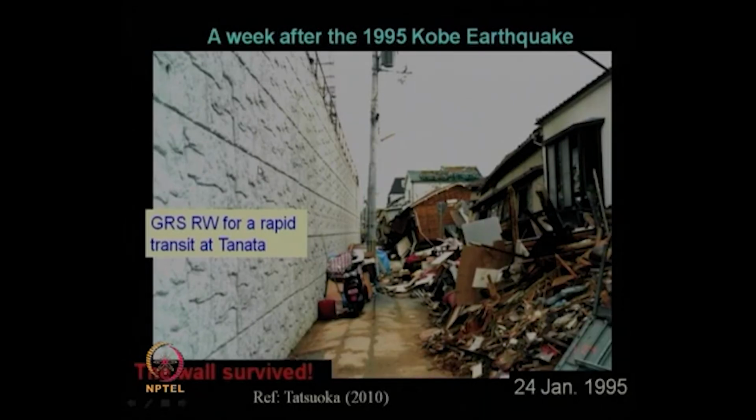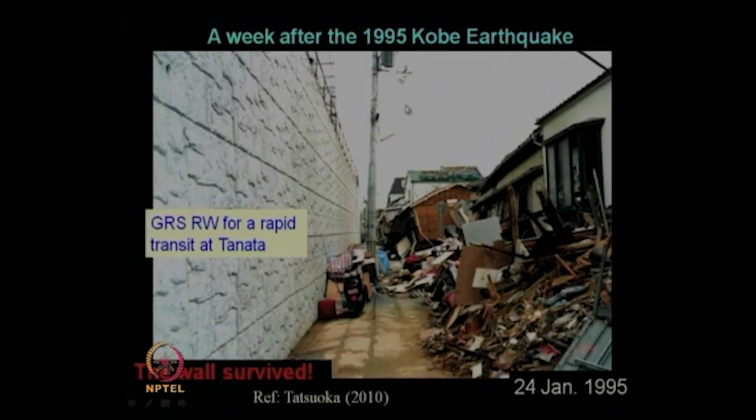performs during an earthquake. This is a case study as reported by Professor Tatsuoka in 2010 in his paper. Remember the Kobe earthquake in 1995, one of the major damaging earthquakes in Japan, which occurred before the Tohoku earthquake of 2011. You see, soon after the earthquake, all the building structures, everything collapsed, but this geosynthetic reinforced soil wall survived.